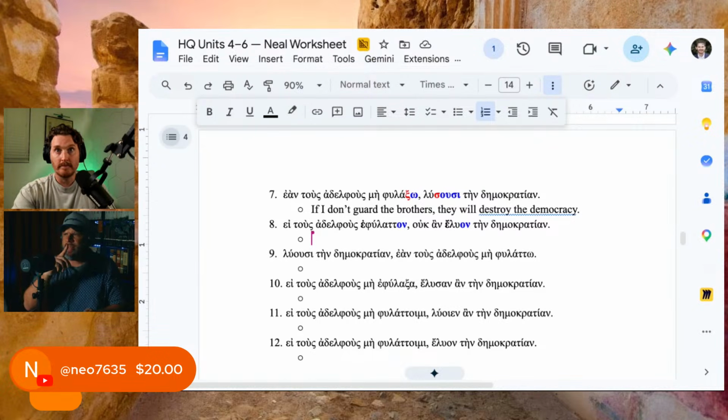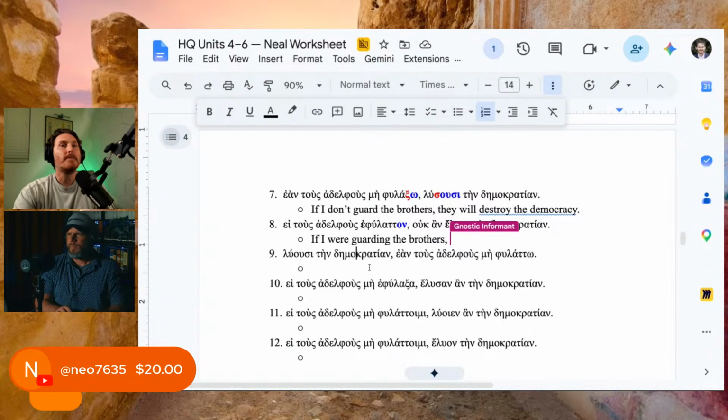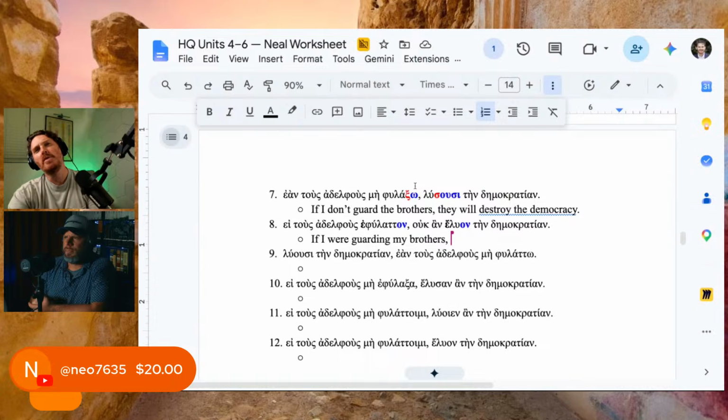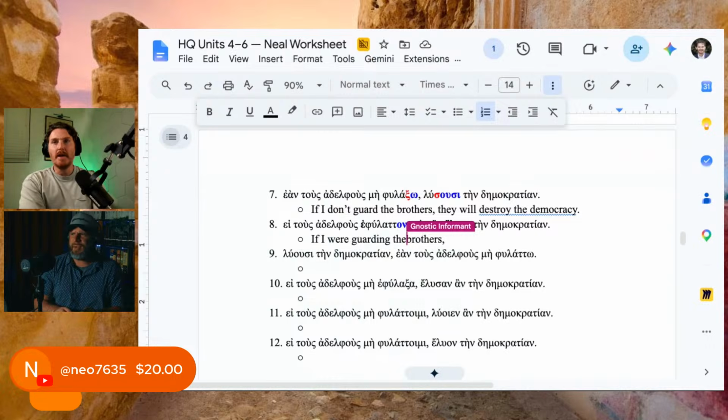Etus elefus. If I were guarding my brothers, right? Is that right? If I were guarding my brothers. The brothers. Well, no, it would actually be my brothers in this context. If I were guarding my brothers. I mean, I don't know. Go with the brothers. It's ambiguous, because it could be referring to my, usually, brothers, so it's pointing to the brothers. All right.